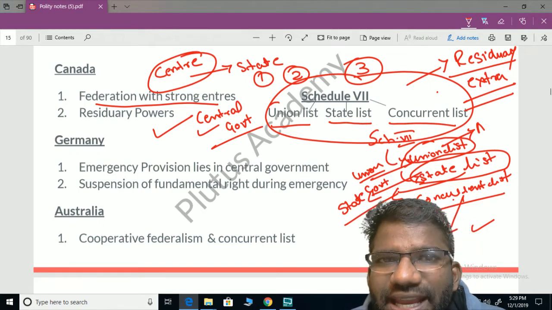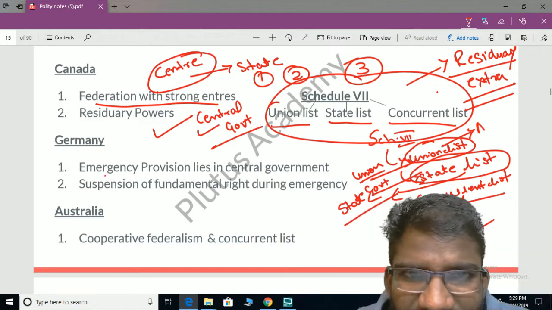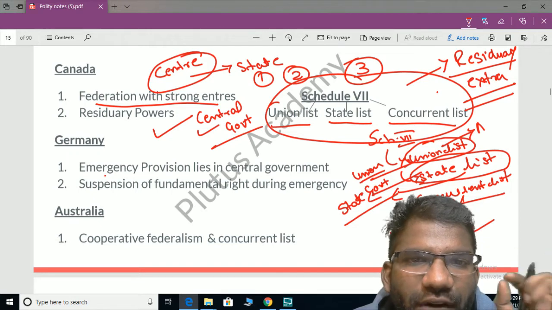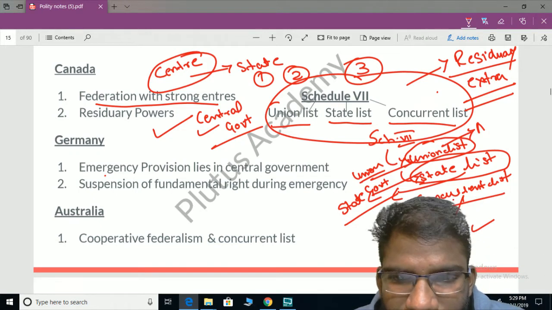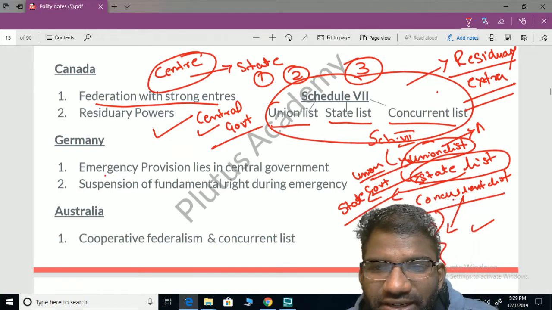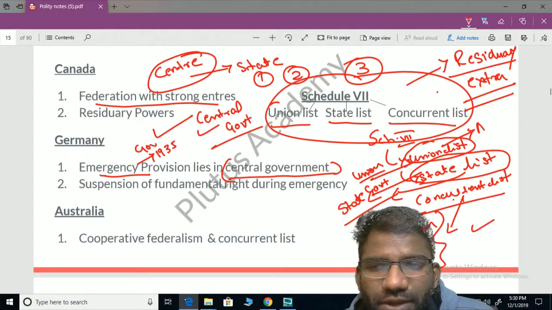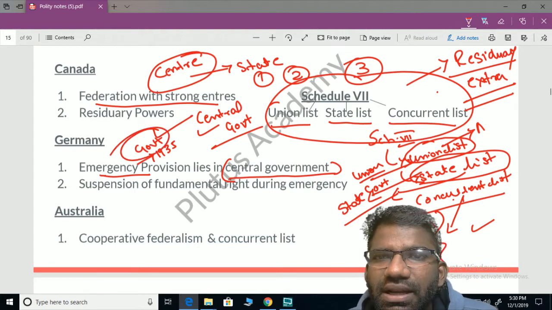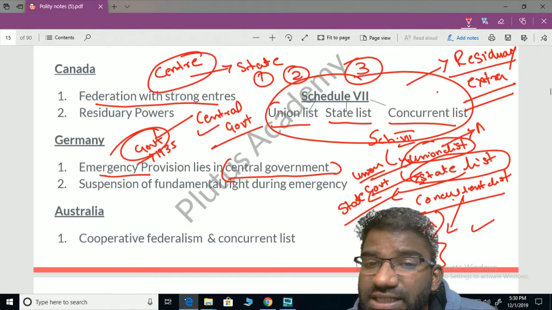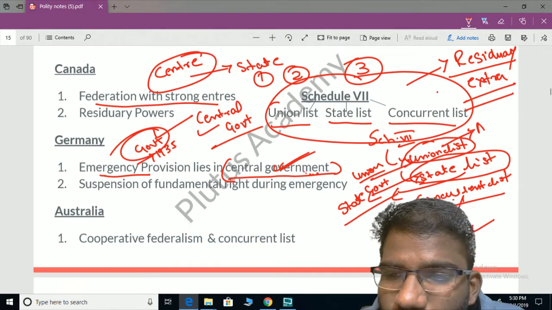Now, what has been taken from the Constitution of Germany? We discussed that the emergency provision was taken from the Government of India Act 1935, but the emergency provisions lie with the central government, that only the central government can implement the emergency. This concept, the emergency provision, was taken from the Government of India Act 1935. That is very much clear. But who will implement this emergency? It is the central government who will be implementing the emergency. This concept of the central government implementing the emergency provisions was taken from the Constitution of Germany.